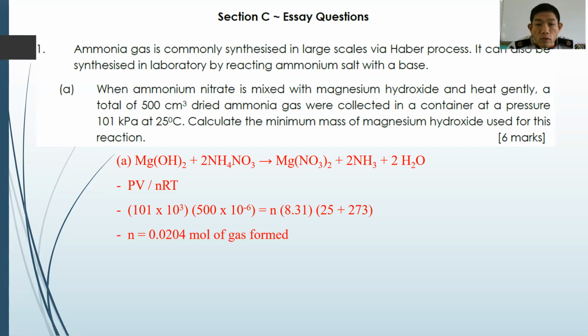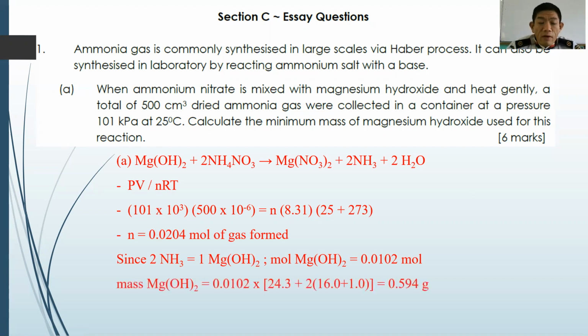Then you have to stoichiometrically compare the moles of ammonia to the moles of magnesium hydroxide. It's 2 to 1, so the moles of magnesium hydroxide will be divided by 2. You get 0.0102, and then you multiply with the RMM of magnesium hydroxide. At the end, you get 0.954 g in 3 significant figures. That is how you solve number 1A.